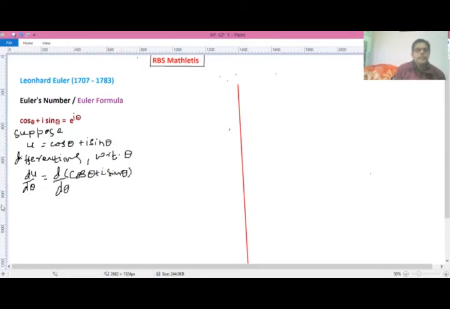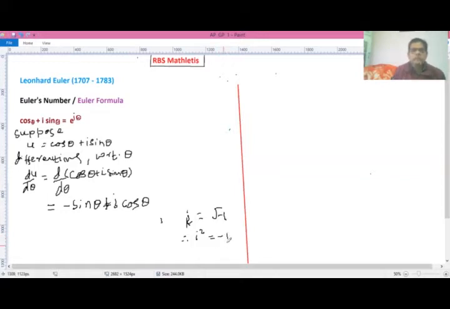Alright, now after that you can differentiate this term. When you differentiate, the differentiation of cos theta, all of you know, is minus sin theta, plus i, and the differentiation of sin theta is cos theta. And you know that i equals under the root minus 1, that is called i, the imaginary number. So if you write i square, then i square is the square of the root of minus 1, so this is minus 1.